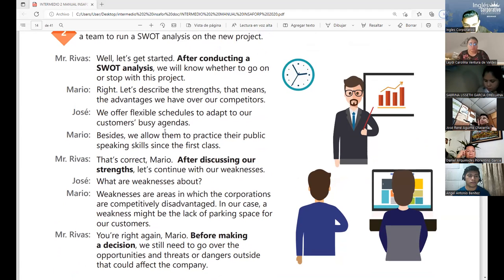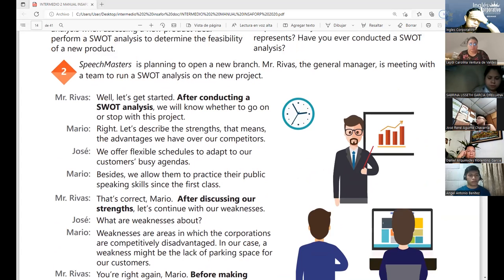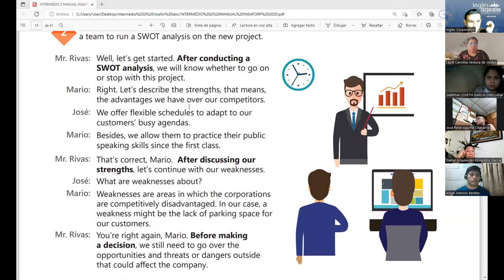Okay, so here we have this conversation. They are planning to do a SWOT. According to the reading, what are the strengths that they have? What are the strengths? Because they are talking about the flexible schedule. Excellent. Flexible schedules. Excellent.